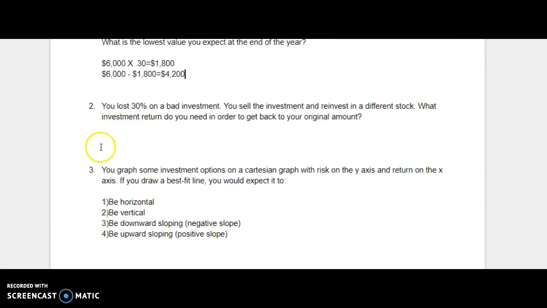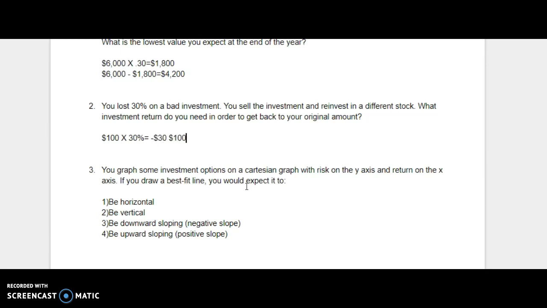All right, let's take a look at number 2. So this states you lost on a bad investment. You sell the investment and reinvest in a different stock. What investment return do you need in order to get back to your original amount? So let's start with, let's say we invested, just for example, $100. We invested $100 and we actually lost 30% of our original investment. So 30% of 100, so let's multiply that by 30%, means that we actually lost $30 of our original investment.